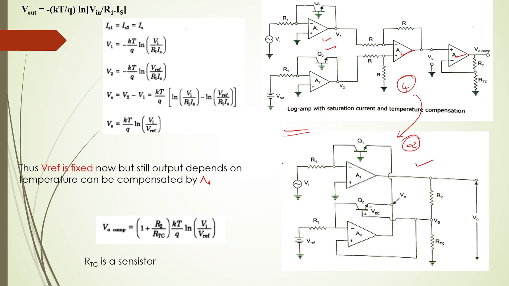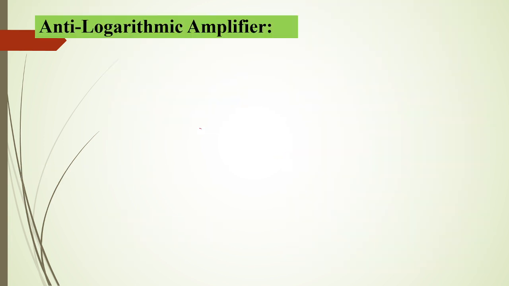Here we have the same structure, as A1 and A2 are all the same. Only the connections change. Here we have a connection and here we have a connection, so this one acts as a feedback. So this is the structure where the same operation as the 4 op amp structure can be done using 2 op amps. Next, the same two op amp structure is used for the anti-logarithmic amplifier also.